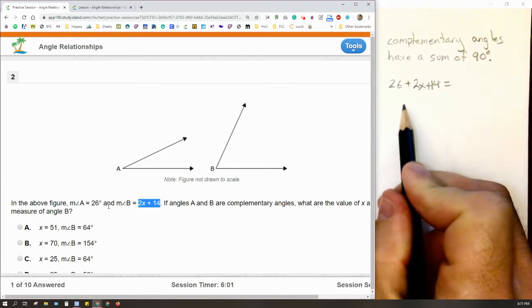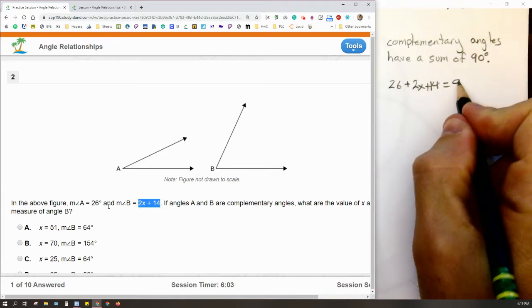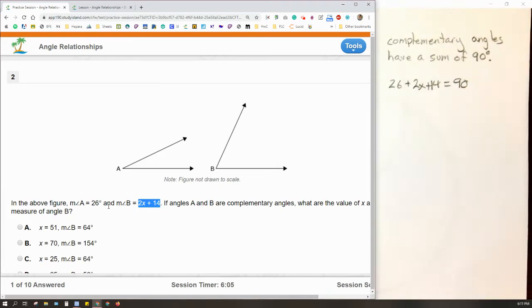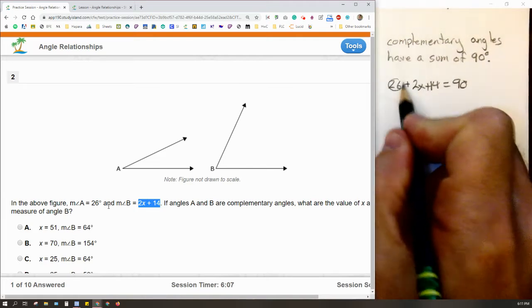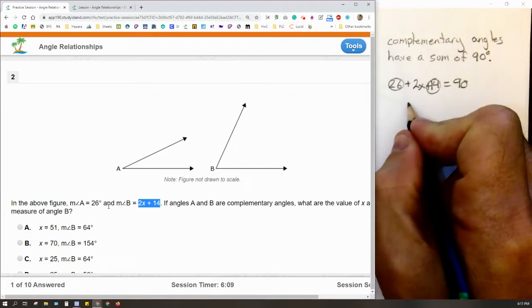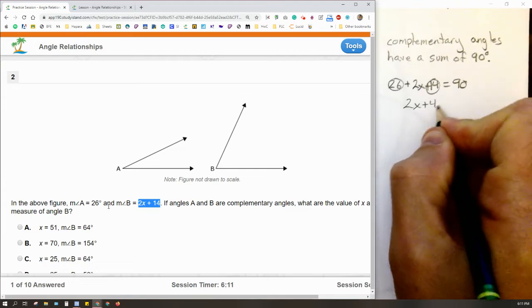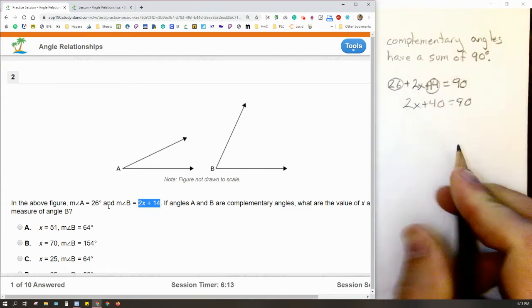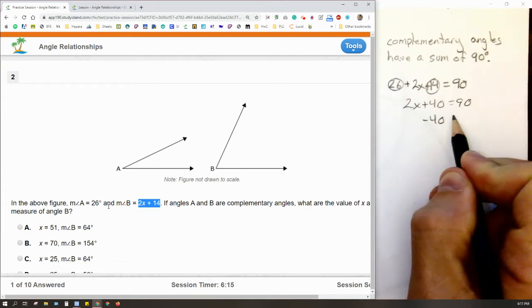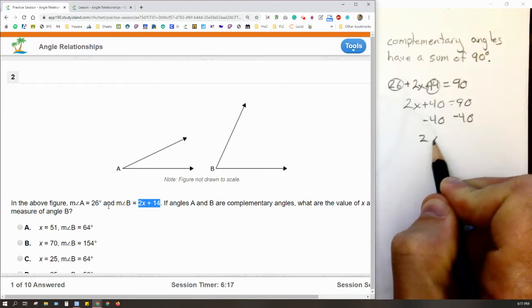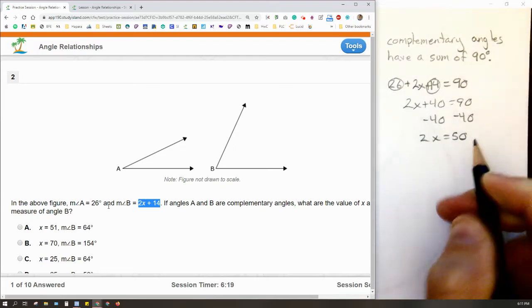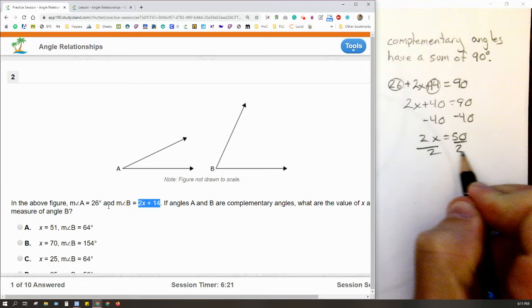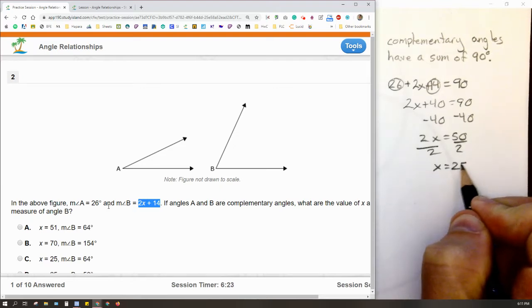Because those two angles are complementary, together they equal 90. So now we just solve this equation. 26 and 14 added together make 40, so it's 2x plus 40 equals 90. Subtract 40 from both sides, and we get 2x equals 50. And then we divide both sides by 2, and we get x equals 25.